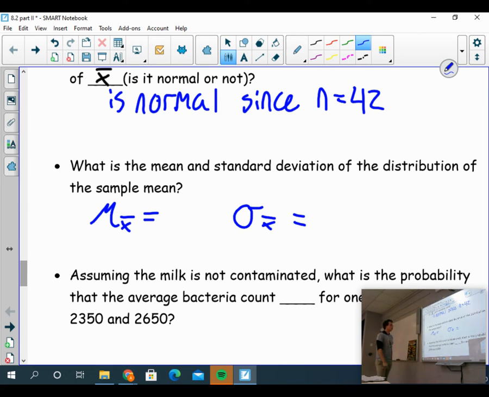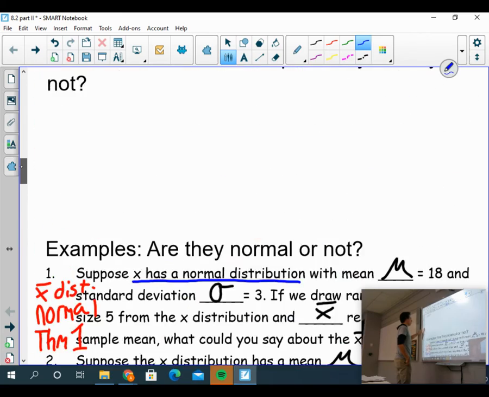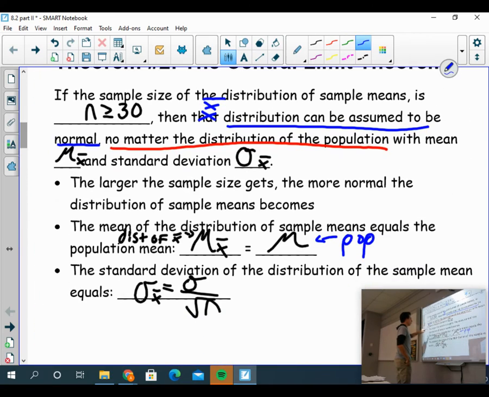Mu of x bar and sigma of x bar: the mean and the standard deviation of the distribution of sample means. Well, mu of x bar, we know that since the distribution of sample means is normal, the population mean equals the mean of the distribution of sample means. That was our second consequence.